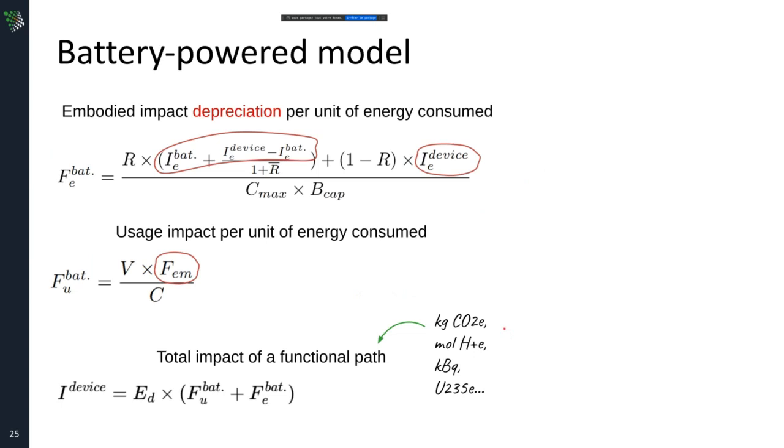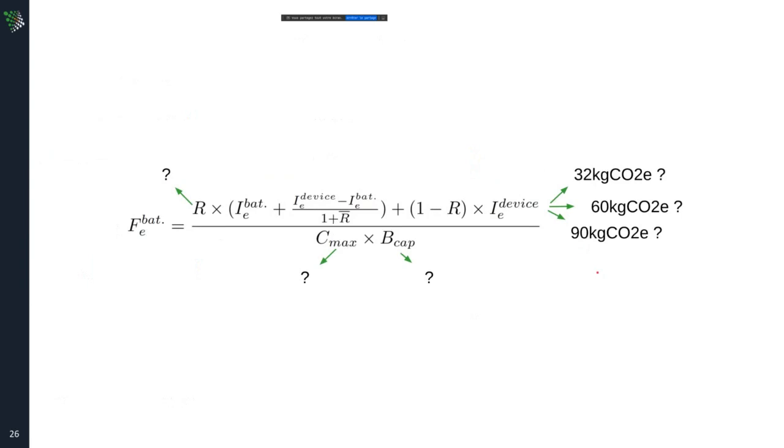So now we have a set of equations, but in order to compute anything, we need to know the values of each variable. For instance, we want to know the replacement rate at which people replace the battery instead of the whole device. We want to know what is the embodied impact of a smartphone, for instance. We want to know the battery capacity of the device, which changes depending on the device. And we want to know the number of cycles. And of course, no one agrees on any of the values. So this creates some level of uncertainty, and we need to tackle it.